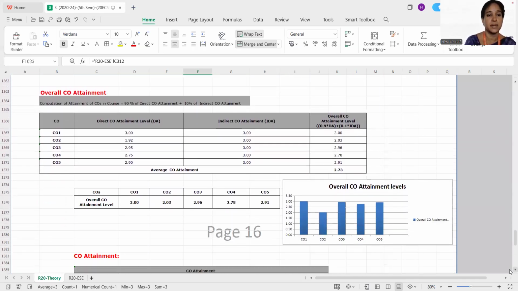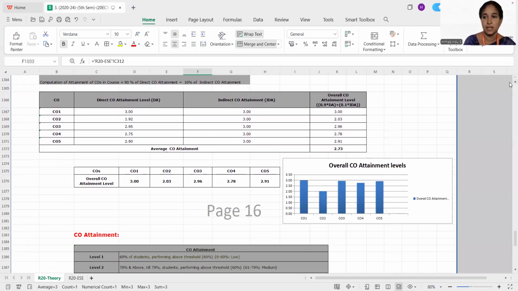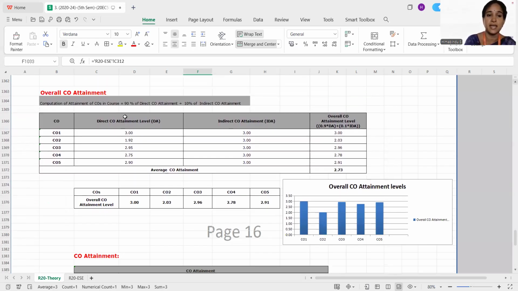The overall CO attainment is calculated by considering the direct CO attainment levels and indirect CO attainment levels. Direct CO attainment levels we calculated by considering the student performance in the mid-examination, assignments, tech talks, and end examination. And here indirect CO attainment is derived from the course end survey using the weighted average method. Here overall CO attainment values are calculated by assigning 90% weightage to the direct CO attainment and 10% weightage to the indirect CO attainment.